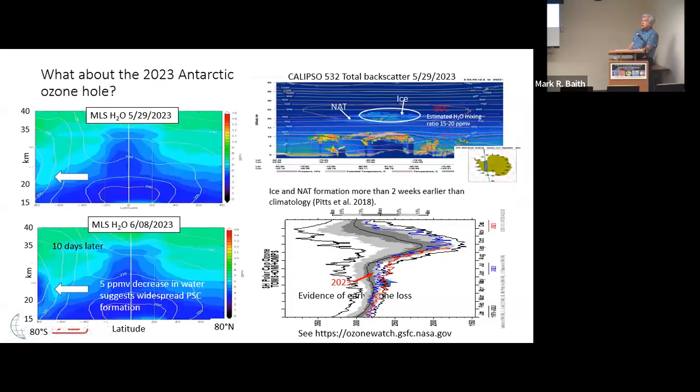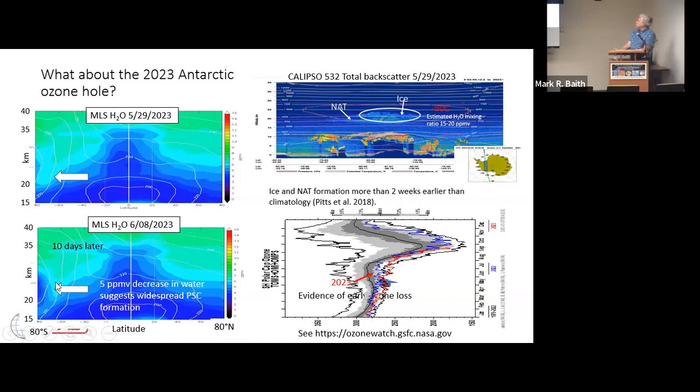So what about the 2023 Antarctic ozone hole? Okay, so 2022, that's a nothing burger. 2023, maybe interesting. So this is MLS water vapor on 5/29/23, end of May, and here's the beginning of June, and this is 10 days later.